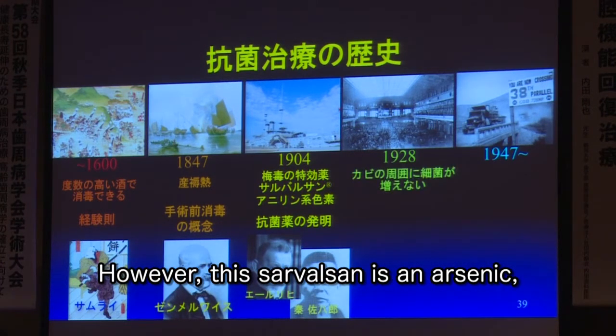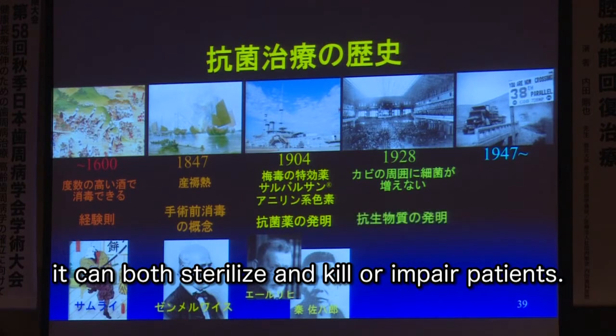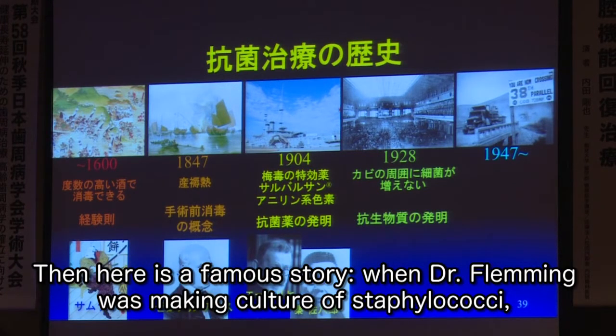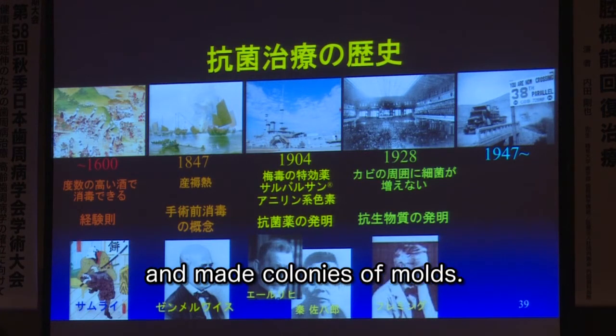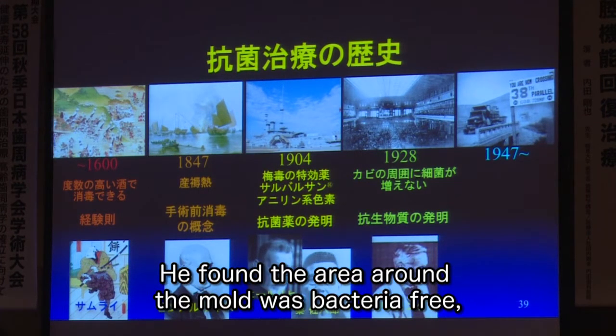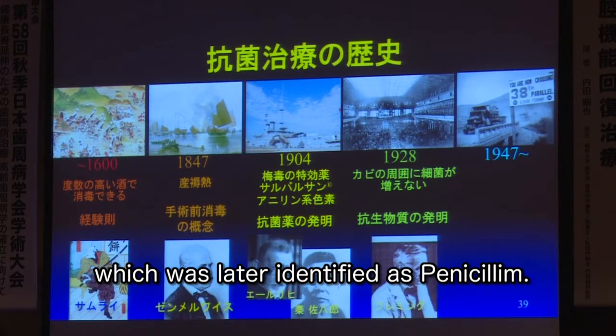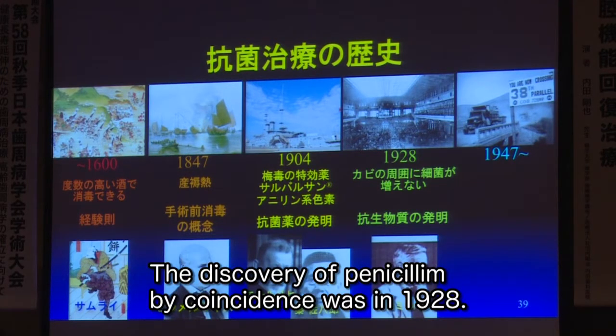However, this salvarsan is an arsenic. It can both sterilize and kill or impair patients. Then here's a famous story. When Dr. Fleming was making a culture of staphylococcus, molds on the surface of his bread fell on a dish and made colonies of molds. He found the area around the mold was bacteria-free, which was later identified as penicillin. The discovery of penicillin by coincidence was in 1928.